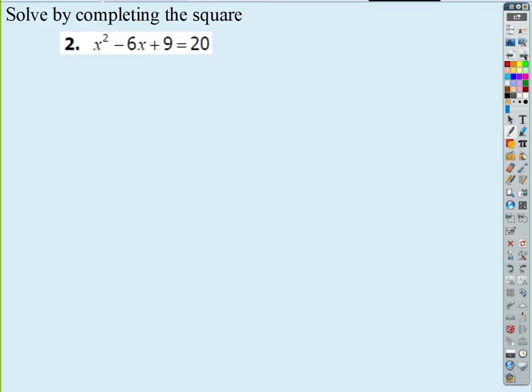Okay, so let's take an example like this one. If we were going to solve this, let's just say we're going to solve this the easiest way possible for a second. If you didn't know you were going to complete the square here, I just gave this problem to you, what would you do first? Subtract 20 is a good idea, because we want to get it equal to 0, right? We want to put it into standard form. So if I subtract 20, that's going to give me x squared minus 6x minus 11 equals 0. So it's in standard form.